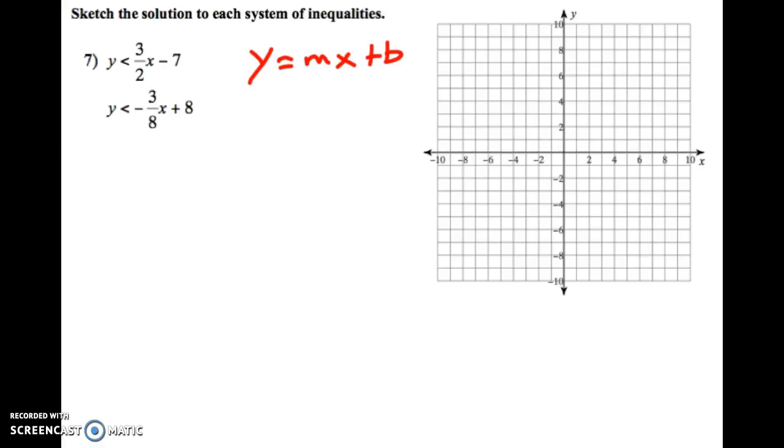To start with, let's look at the top equation. Our b, our y-intercept, is at -7. So we're going to plot our first point at -7 on the y-axis. Then we're going to use our slope, m, in this case that's the 3/2, so we're going to go up 3 and over 2 to plot some other points.